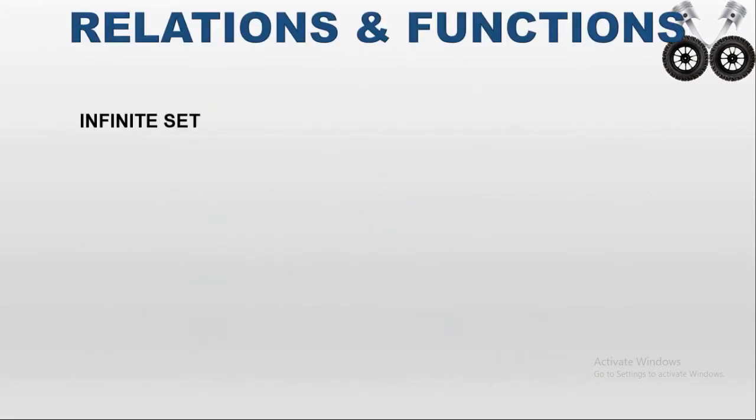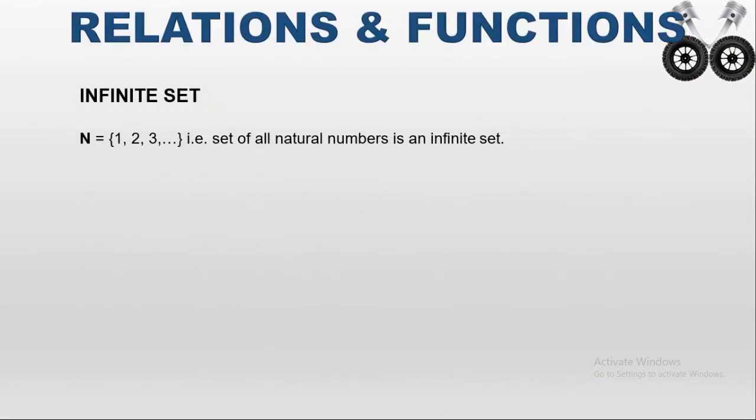The next one is an infinite set. An infinite set means that it will not end. It will go on. For example, take the first one as N. N is the natural numbers. The natural numbers start from 1, 2, 3, and it will go on. There is no end for the natural numbers. So how can you represent the set of natural numbers? Inside the curly brackets, you have to start writing from 1, 2, 3, and so on.